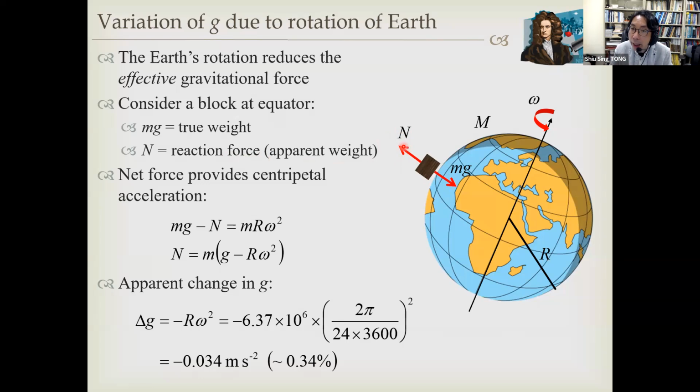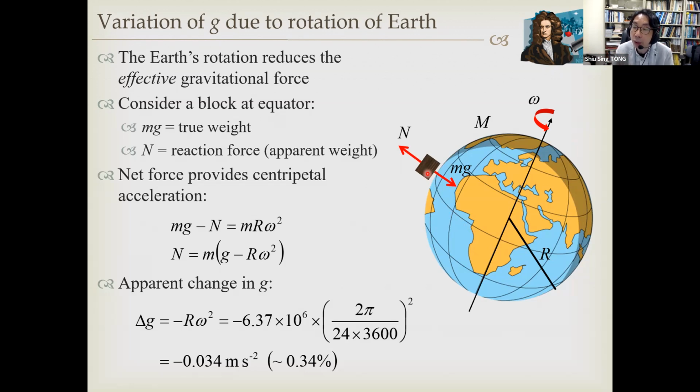Now, why are N and mg not equal if the body is at rest on Earth? The body is now placed on the equator. So why are the two forces different? The two forces are different because the body is now rotating together with the Earth about this axis. You have the daily rotation of the Earth, and so this body is now undergoing uniform circular motion.